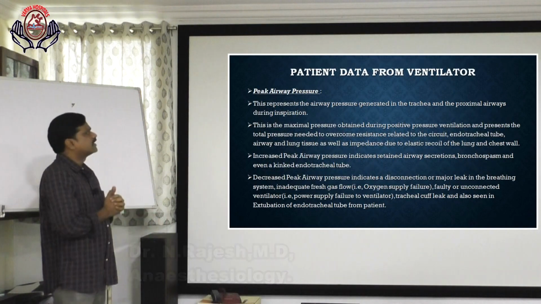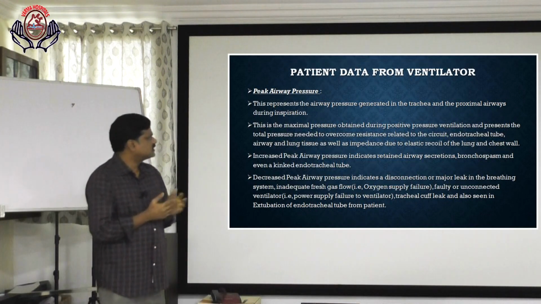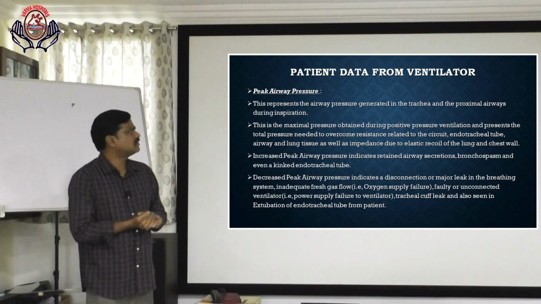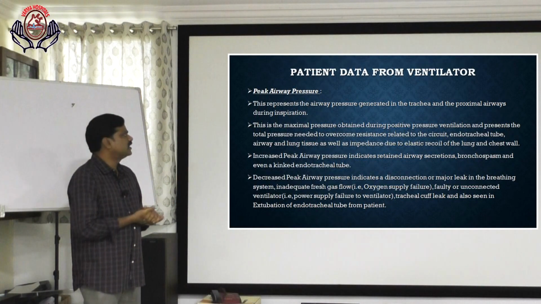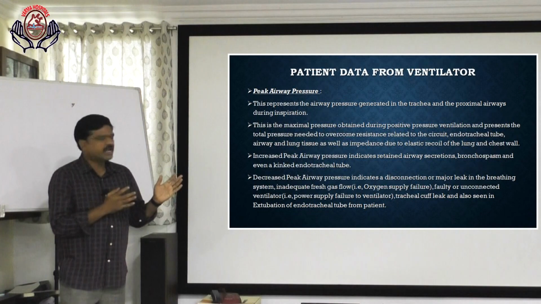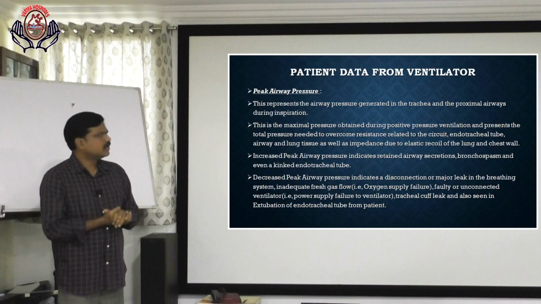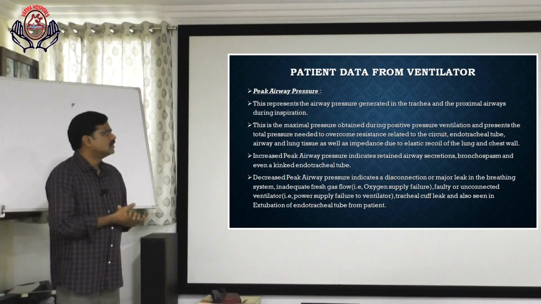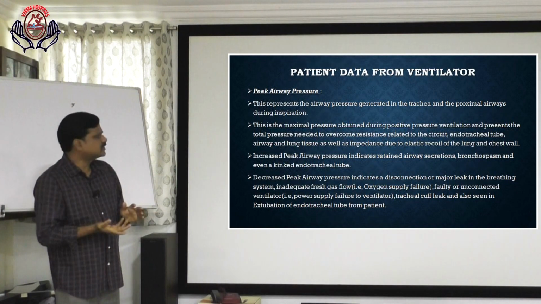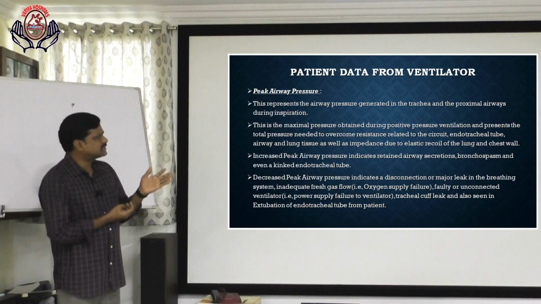Patient data from ventilator. First is peak airway pressure. This represents the airway pressure generated in the trachea and proximal airways during inspiration. This is the maximal pressure obtained during positive pressure ventilation and represents the total pressure needed to overcome resistance related to the circuit, endotracheal tube, airway and lung tissue, as well as impedance due to elastic recoiling of the lung and chest wall.